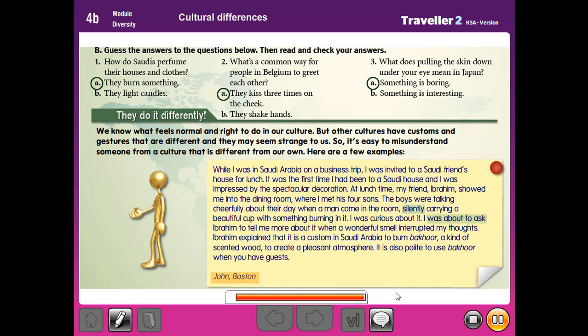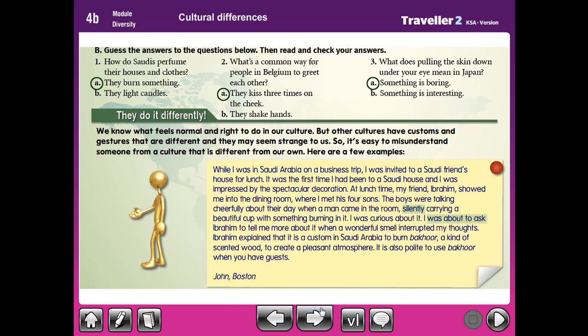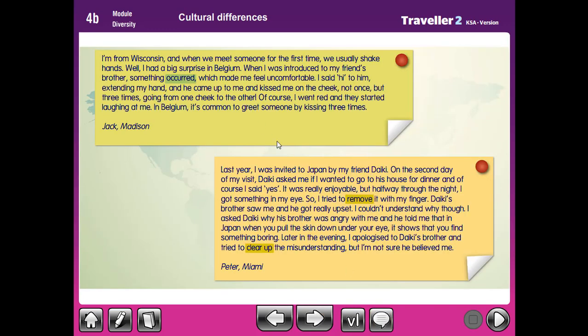That's okay. Now let's move to the next part. We have 2 comments here by Jack from Madison, right? And we have Peter of Miami. Let's listen.